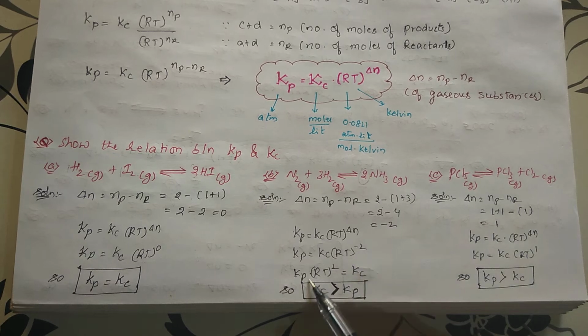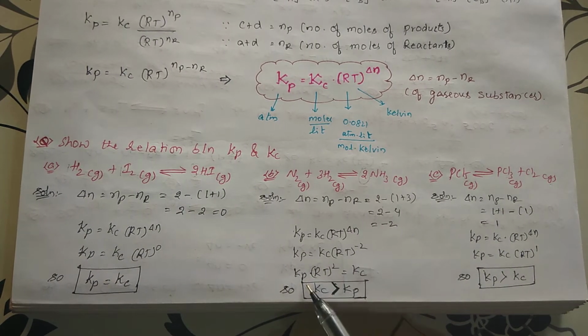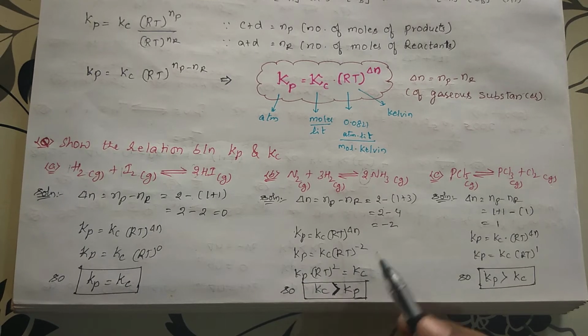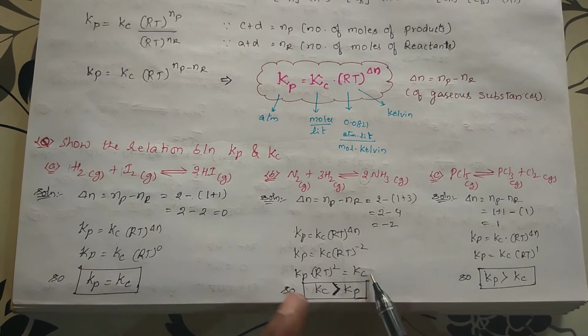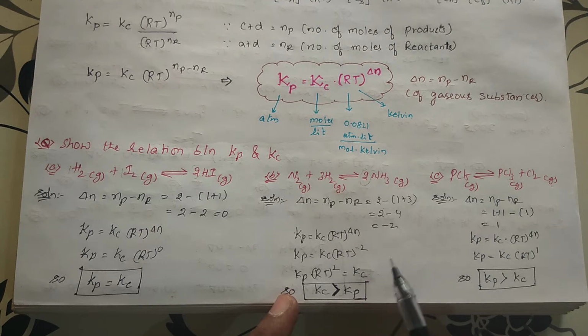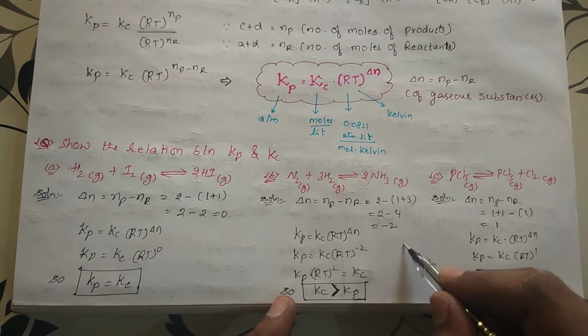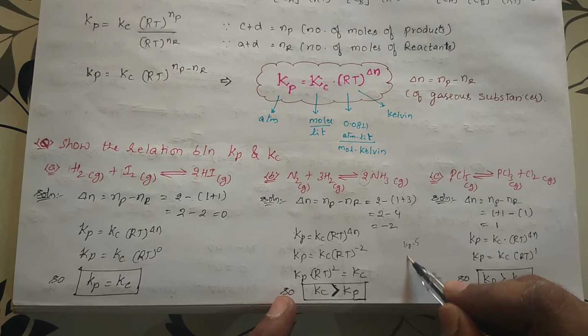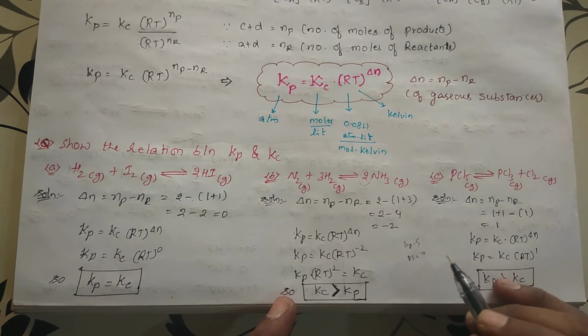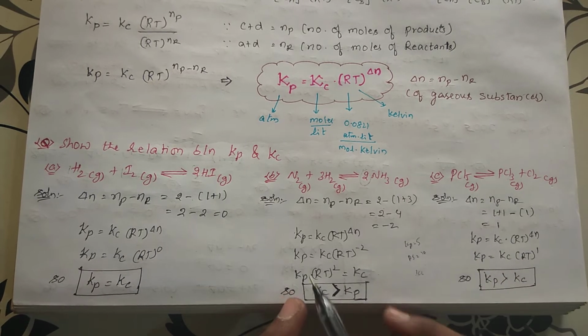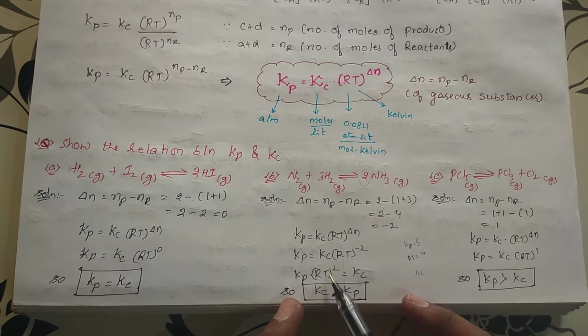If you send this to this side, it becomes Kp by RT whole power minus 2. It comes into the numerator. It becomes Kp into RT whole square is equal to Kc. See, from this equation, you take some value of Kp and multiply it by some number. So let me take Kp is equal to 5, RT is equal to 10. What will be the Kc value? So it is 5 into RT is 10, 10 square is 100, 100 into 5, 500.